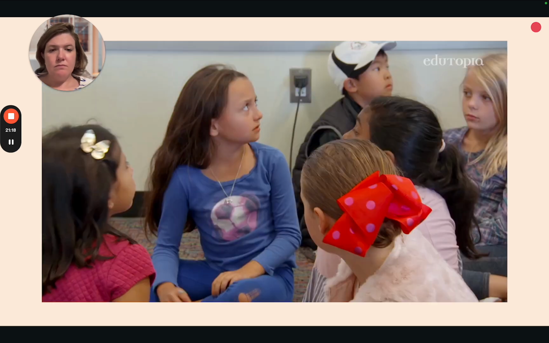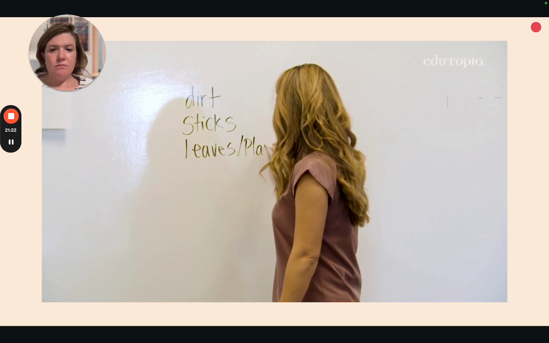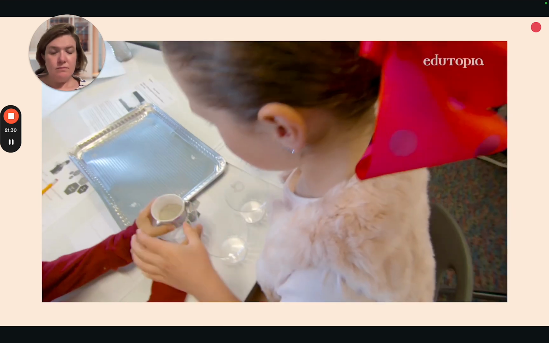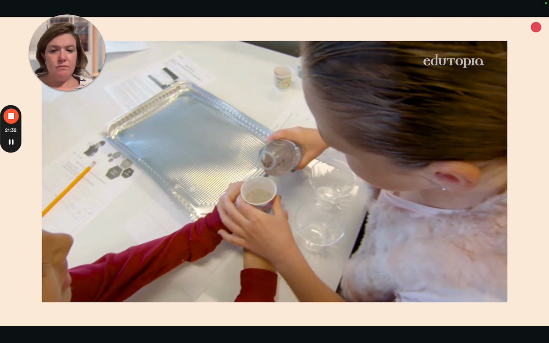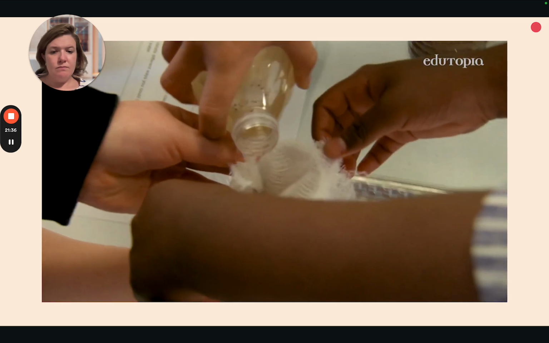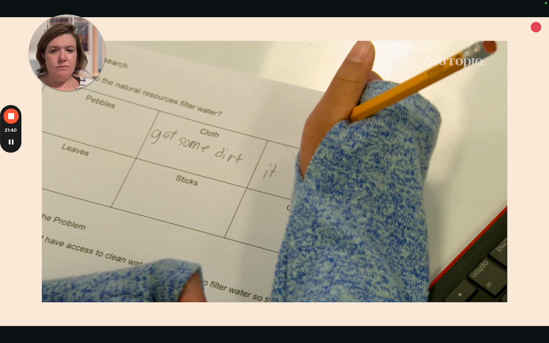Some of the natural resources around her. A bunch of sticks and plants. So could she use these items? Yes. So for the research part, we needed the kids to experience these natural resources. What happens when you pour water through sand? What happens when you pour water through cloth? Did it get all of the dirt? Most. After research, we'll define the problem.